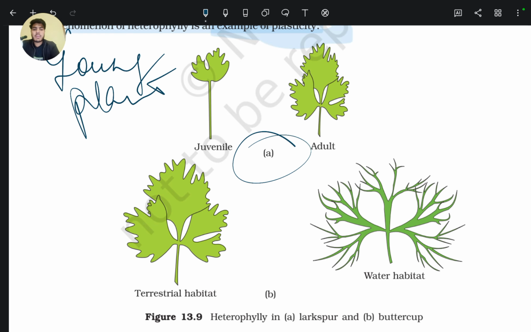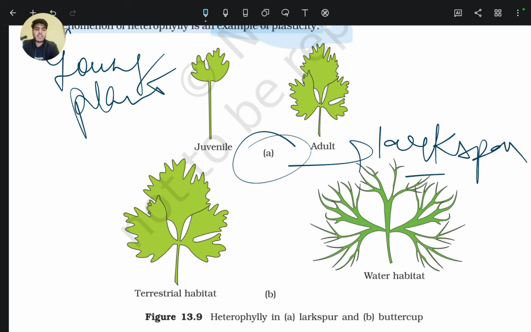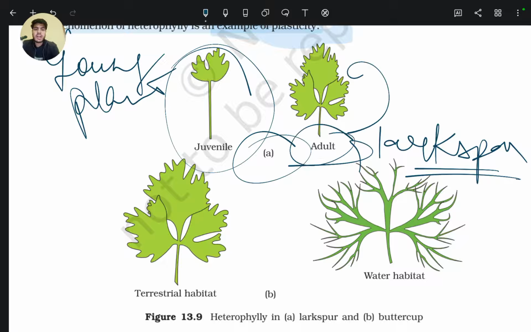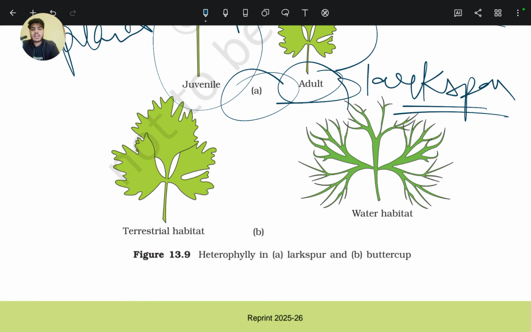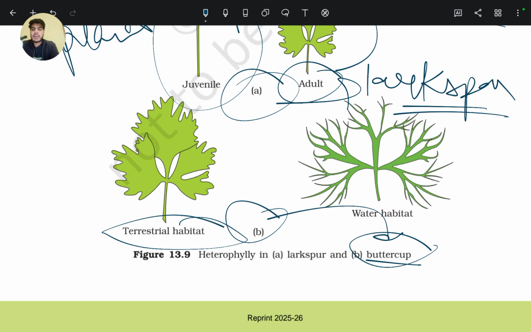So this is an example of larkspur. This is the juvenile plant leaf, or the young plant leaf, and this is the adult plant leaf, due to plasticity. This is an example of buttercup. In terrestrial habitat, this type of leaf, and in water habitat, this type of leaf.